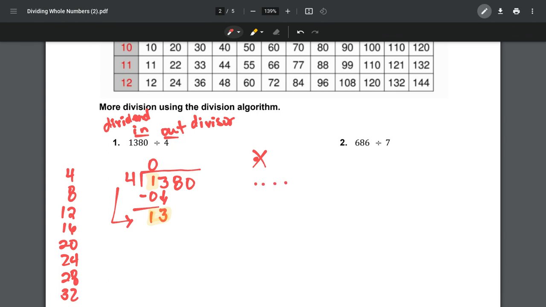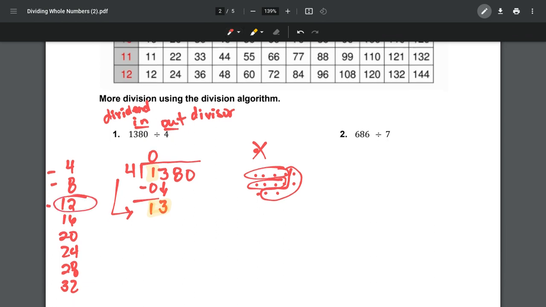1, 2, 3, 4, 5, 6, 7, 8, 9, 10, 11, 12, 13. Well, how many groups of 4 can you get? 1, 2, and then 3. But you can also go over here and see that the closest I can get to 13 without going over would be this 12.